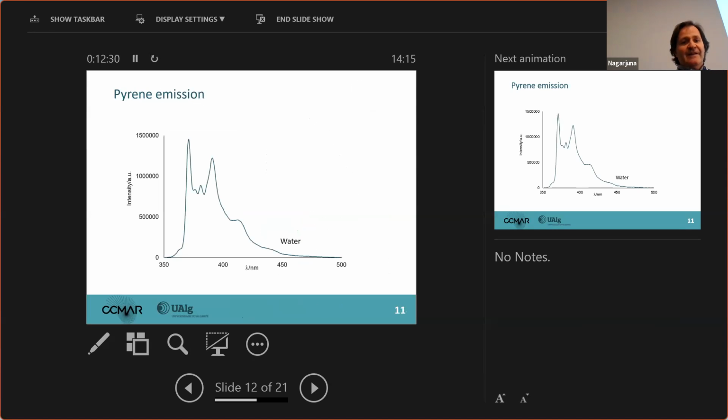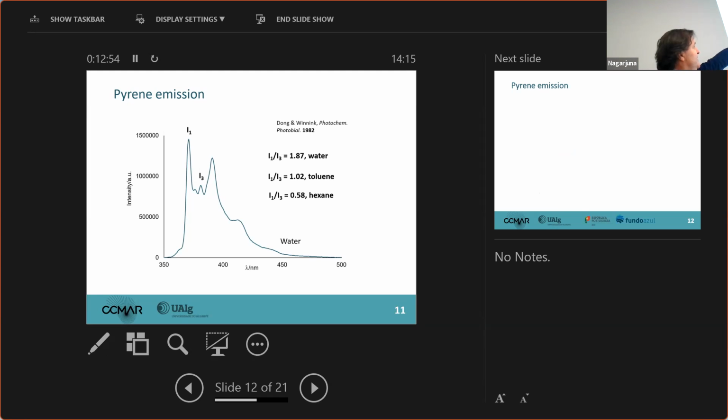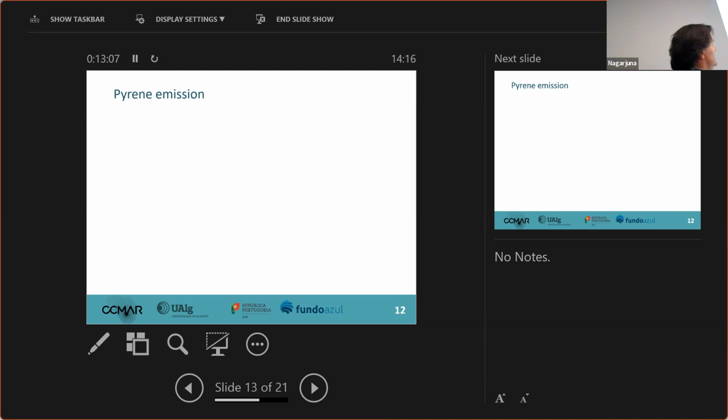So we moved to another probe, pyrene. This is the emission spectrum of pyrene with these two typical emission peaks of the spectrum. And again, from the literature from the 80s, that's another known polarity probe. We know that the ratio between I1 and I3 is sensitive to polarity. So we try to use these differences to make some quantitation of microplastic particles.